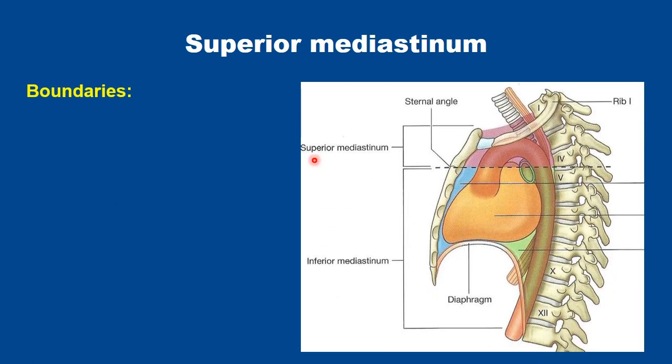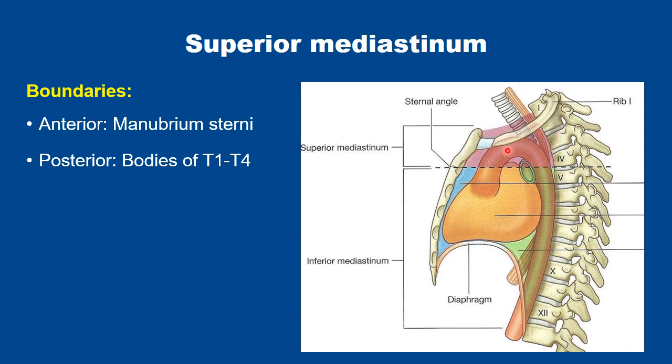Now first we'll discuss the superior mediastinum. As we know, the superior mediastinum is present above this imaginary line, and this superior mediastinum is anteriorly bounded by the manubrium sterni. This is the manubrium sterni. In the same manner, the superior mediastinum is posteriorly bounded by the bodies of the T1, T2, T3 and the T4 thoracic vertebra here.